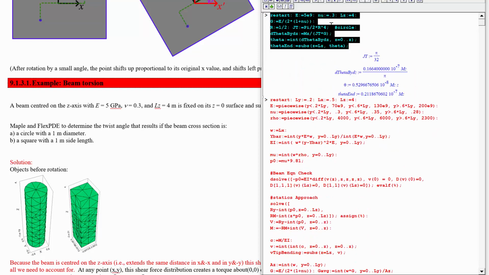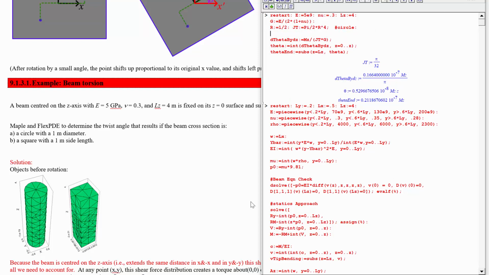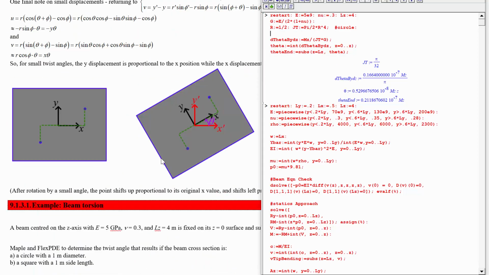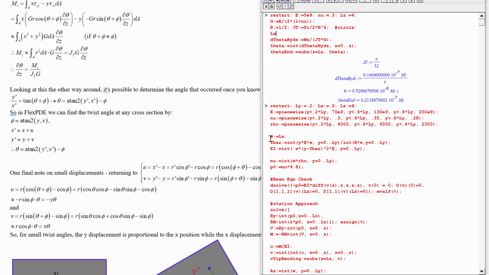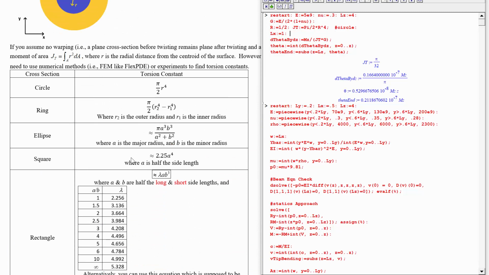When we have this for the rectangular cross-section, we'll have exactly the same thing, but we will use a different thing here. So for the rectangular one, we will say that we have a side length of 1 meter. So maybe we'll say Lx is equal to 1. And that means that JT for a square is going to be 2.25 times the half side length to the power of 4.